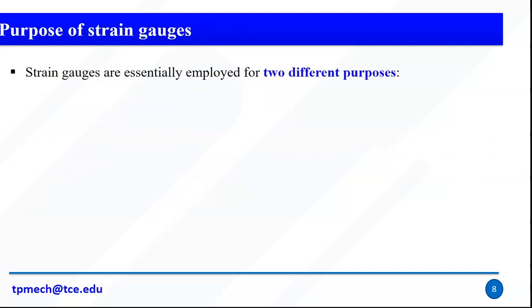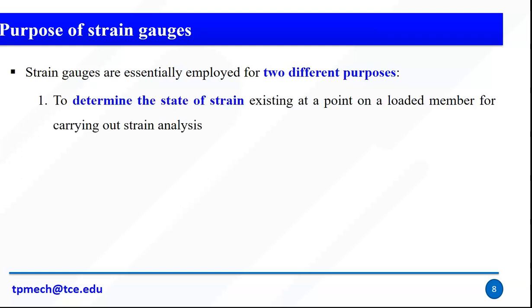Okay, so the purpose of strain gauges. A strain gauge is a device which is used to measure the strain, right? So why do we need strain gauges? They mainly have two functions, two different purposes. One is to determine the state of strain existing at a point on a loaded member for carrying out the strain analysis. If I apply a stress or force on a loaded member, what kind of strain will occur? To identify that, we need to use strain gauges.